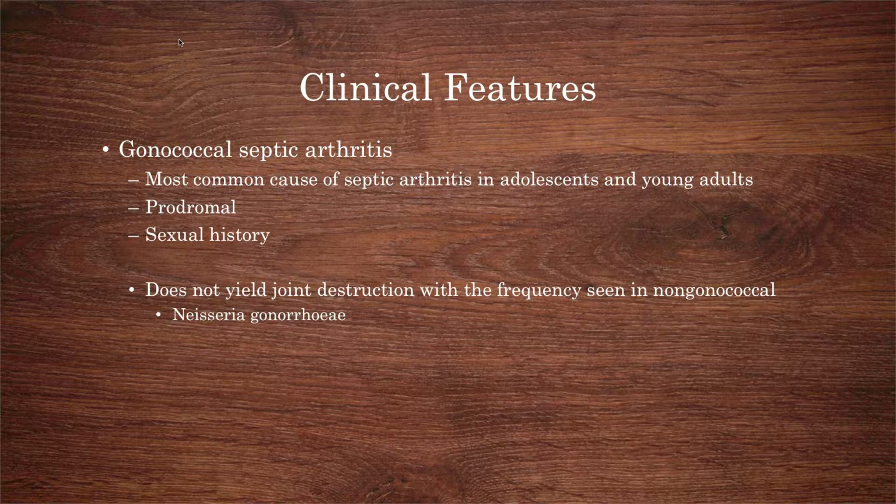Gonococcal septic arthritis. This is the most common septic joint in young adults and teenagers, and usually they have a prodromal phase where you can have vesicles on the hands, or they have this migratory arthritis, which finally settles on usually one or two joints, and in this case you want to get a sexual history. It doesn't cause joint destruction as much as the non-gonococcal, and the organism involved is usually Neisseria.